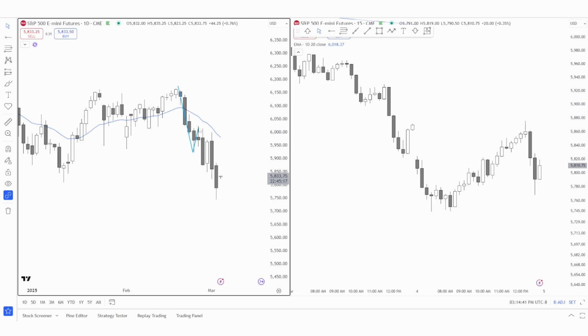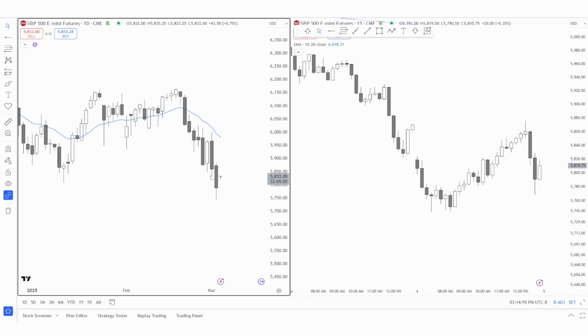Leg 1, pull back, because it breaks the trend line. Leg 2, opposite bar, pull back. Leg 3. You can also say this is one leg down, but this daily bar does break the trend line. So leg 1, pull back. Leg 2, pull back. Leg 3.